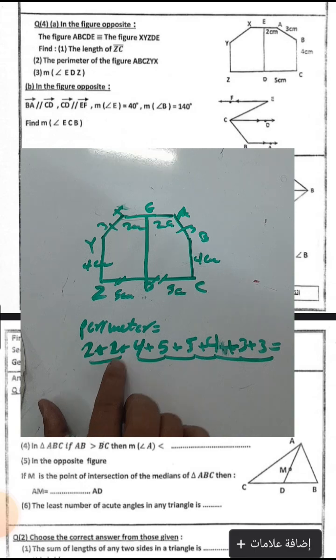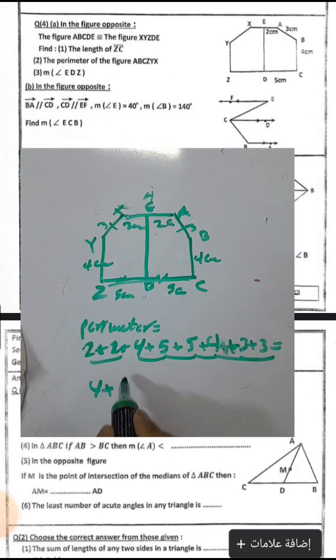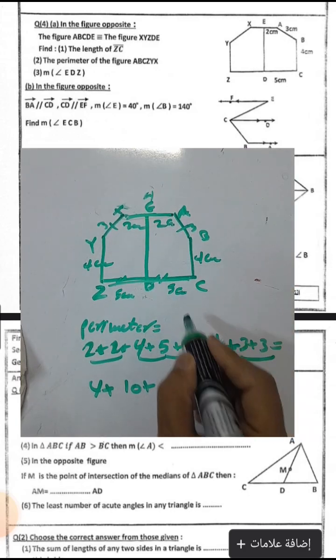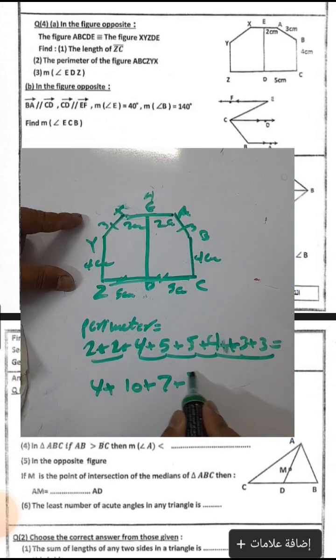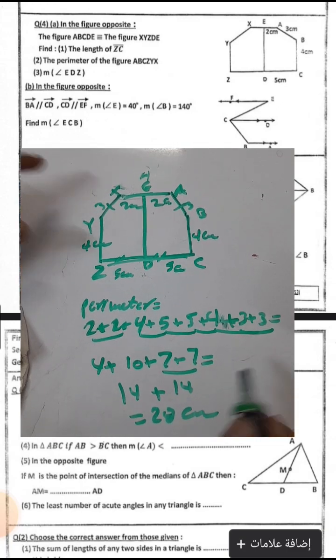2 plus 2, this side length is 4, and this side is 10, and 3 plus 4 is 7, and 7 plus 7 is 14, and here 14. The result will be 28 centimeters.